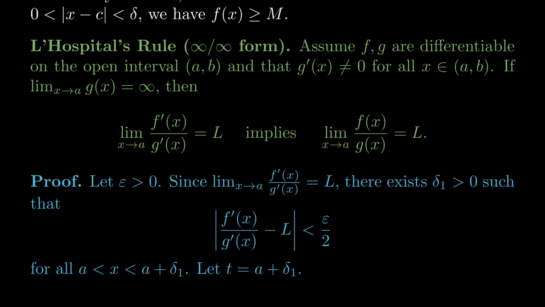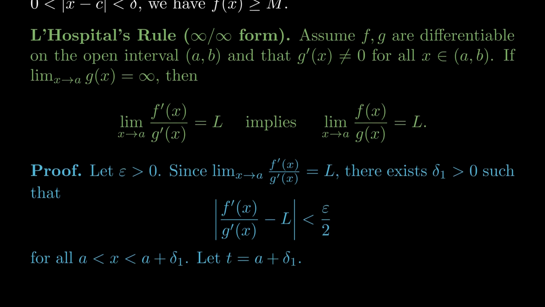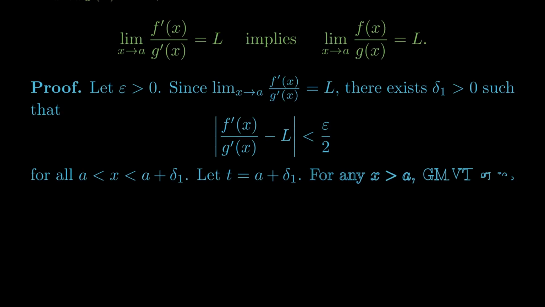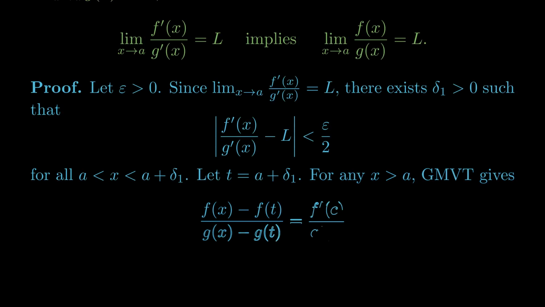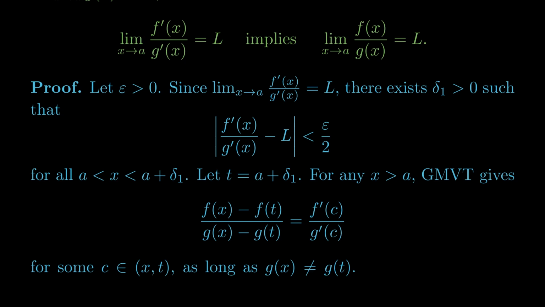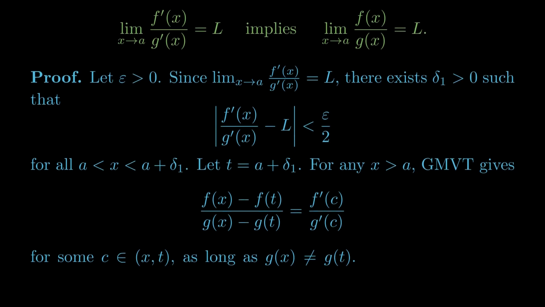Our function isn't defined at a, and so we can't apply the generalized mean value theorem to the interval from a to t. But for any x greater than a, applying the generalized mean value theorem to the interval x to t gives us that f of x minus f of t over g of x minus g of t is f prime of c over g prime of c for some c in the open interval from x to t, so long as g of x is not equal to g of t. We've assumed that g prime of c is non-zero, so we're not concerned about that right denominator.